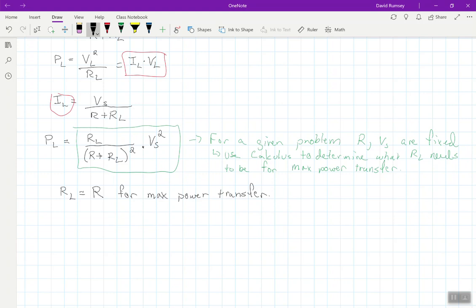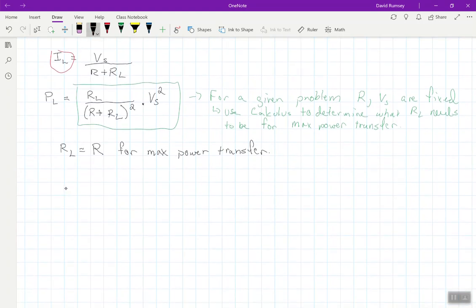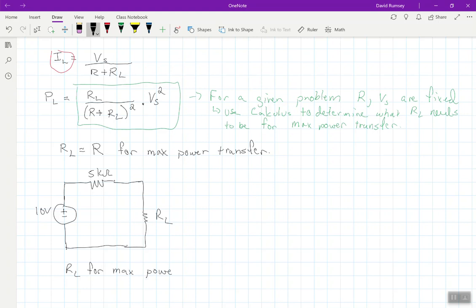So let's look at that circuit with some specific numbers and see why that works. Just with a couple pieces of data here, we'll do a simple 10 volt source. We're going to do a real simple circuit here, with a 5 kilo ohm resistor. And then, okay, well, what should RL be for max power? RL for max power should be 5K.